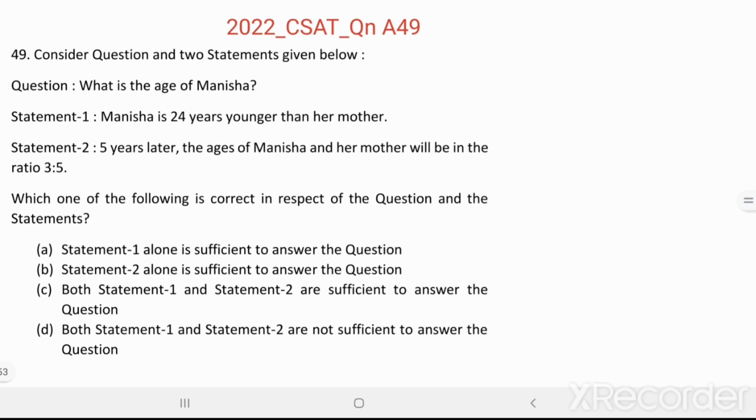Here we need to answer the question, what is the age of Manisha? For which two statements are given. We need to check whether these statements are enough to answer this question.